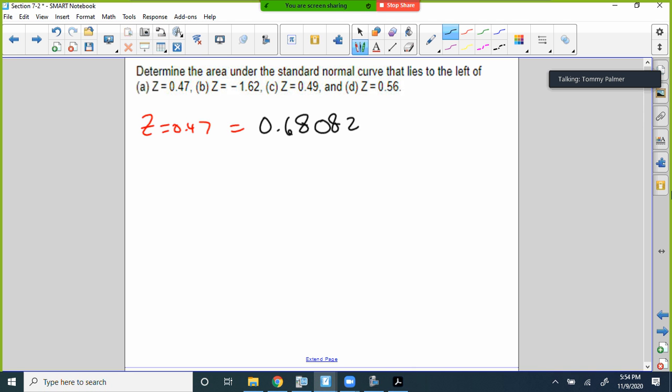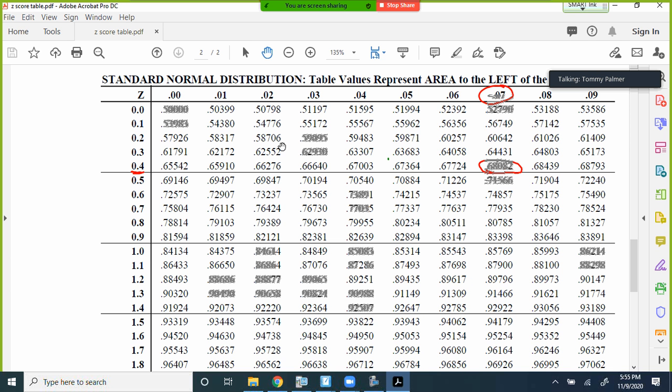Let's do another one, and now I'll show you how to do it on the calculator. You can do it on the calculator as well, but you have to understand some of the things that you're typing in. So the next one is z equals negative 1.62. We know it's got to be below the mean because it's negative, right? So just understanding that is going to help us.